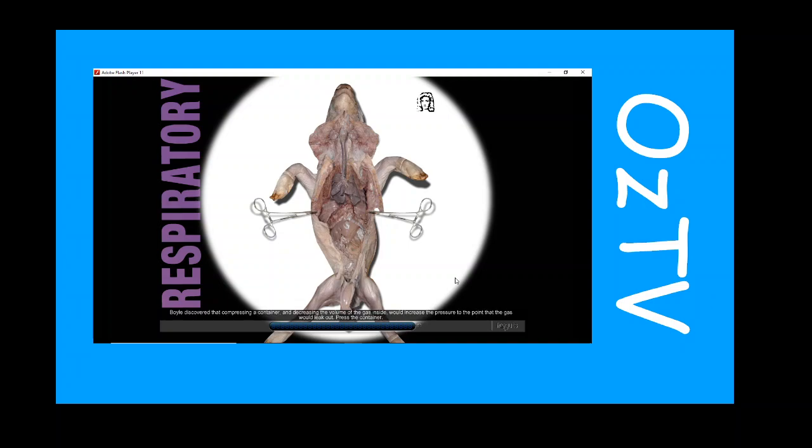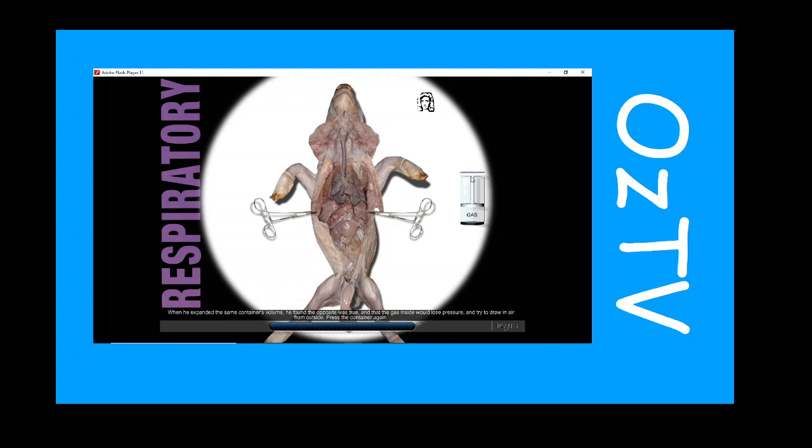Boyle discovered that compressing a container and decreasing the volume of the gas inside would increase the pressure to the point that the gas would leak out. Press the container. The pressure inside was then greater than, or positive, to the outside pressure.